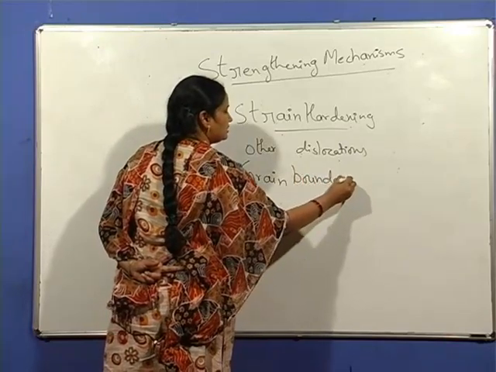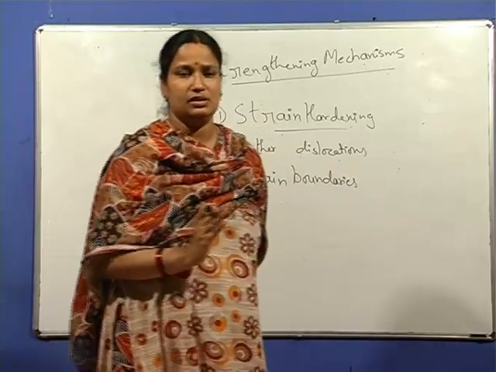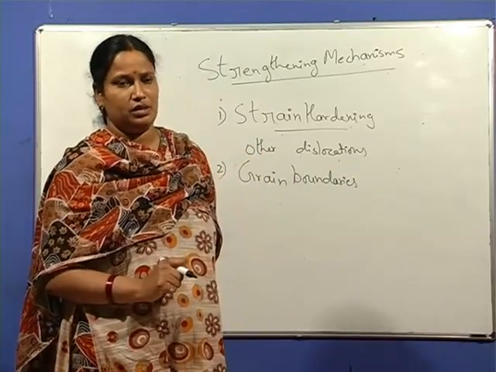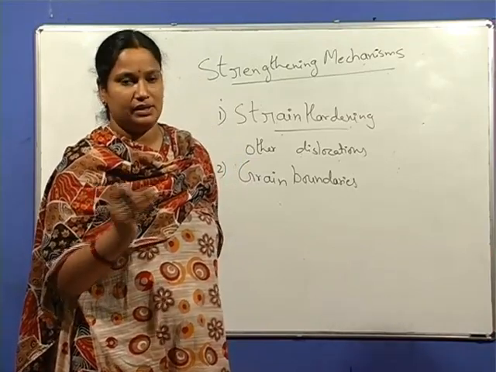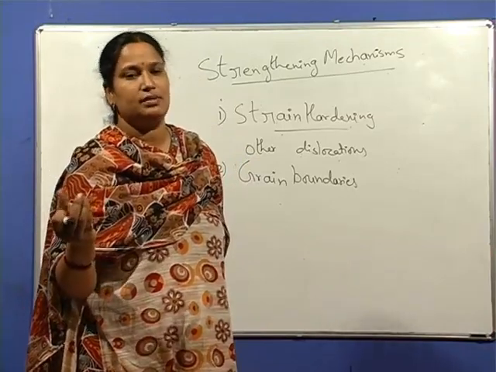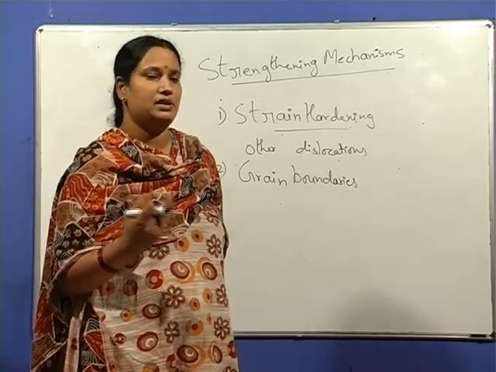Grain boundaries obstruct the dislocation motion. So the larger the grain boundary area, that is, the finer the grain size, the stronger the material. Grain boundaries were also discussed in the previous lecture.